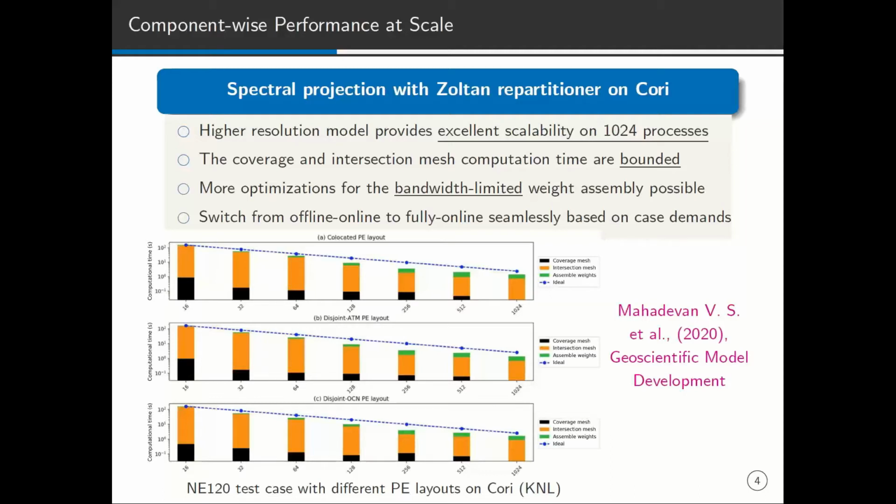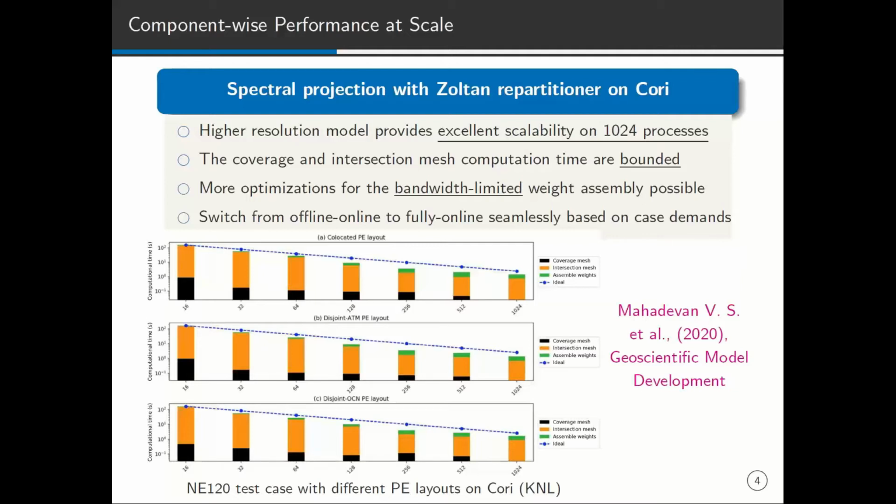We see that there is excellent scalability on 1,000 processes or more. The computation time for the coverage mesh, which is, if I have a local target grid, I need to bring in the source elements that cover all those target elements locally in that particular process, so that the intersection can be computed completely local without any other communication, the combination of that still remains bounded even on 1,000 processes.